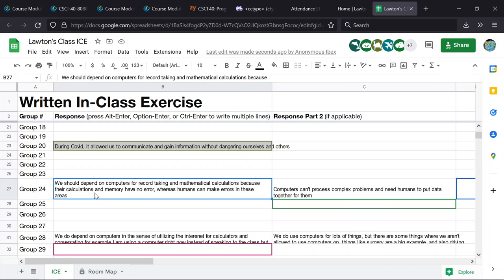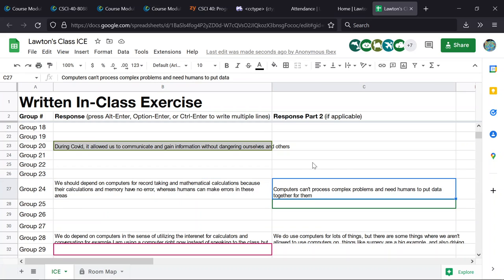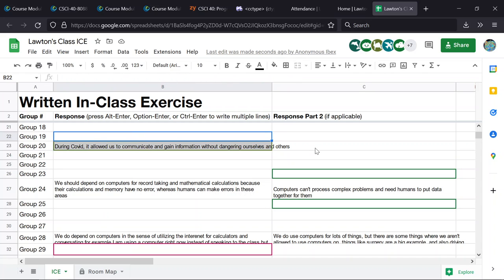That's a great, great point. But sometimes we need humans to arrange data in a different way. Yeah, there's some things that computers aren't good at. I like that, Group 24. Very nice. Group 20, during COVID, that's a great example. COVID kind of required us to go online for a lot of stuff, and if we didn't have that, we were kind of cut off from the entire world. And that was a great thing to have.